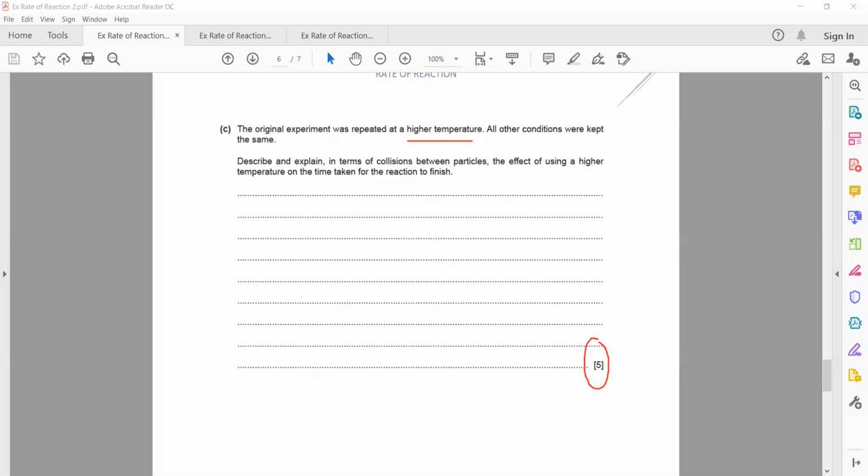At higher temperature, the reaction will be faster because there are more effective collisions in a unit time. One mark is for mentioning it will take less time for the reaction to occur. Second mark, the particles will have more energy. The third mark, the particles will move faster. Fourth mark, the particles have more collisions. And the fifth one, the particles will have enough energy to collide, or more successful collisions.